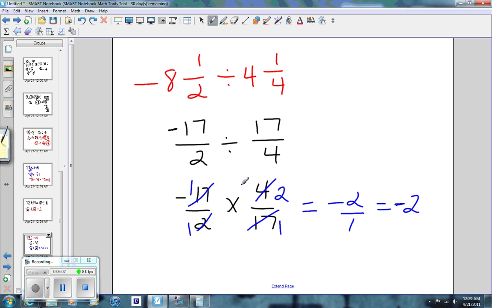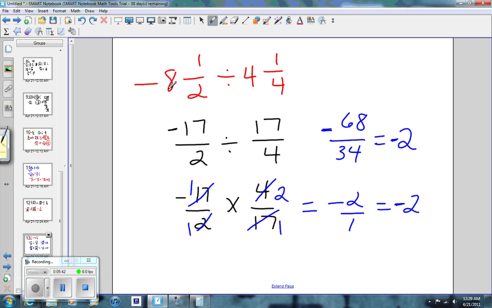Had you not reduced ahead of time, 17 times 4, 28, so you have 68. 68 over 2 times 17 is 34. And that's not too bad. 34 goes into 68 twice. And again, I need to remember that was supposed to be a negative. So I multiply across. Negative times positive. It's negative. Okay, and that's dividing fractions.